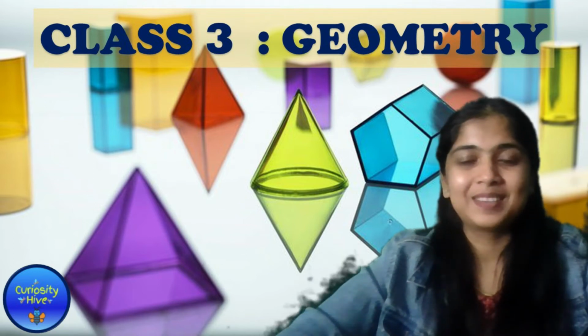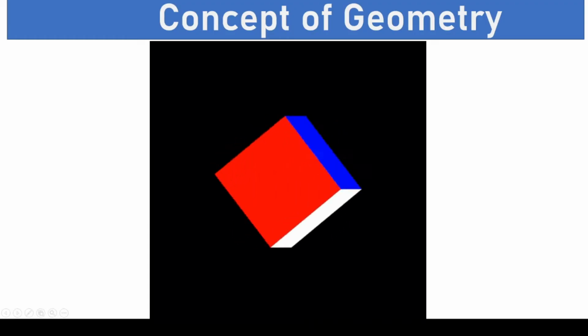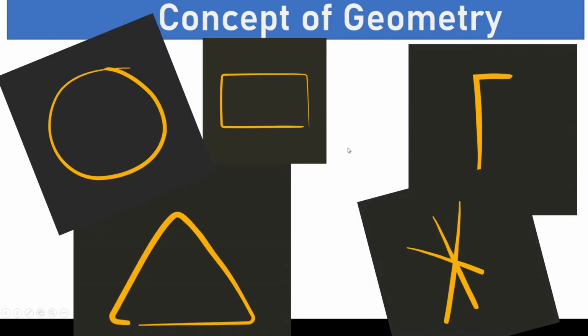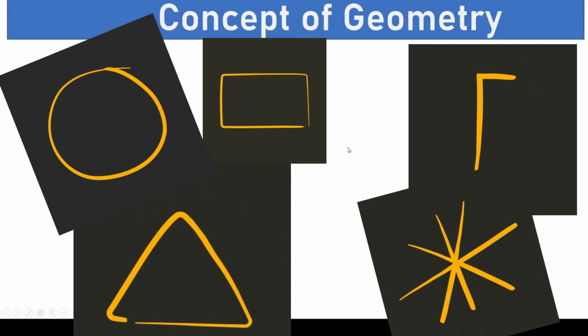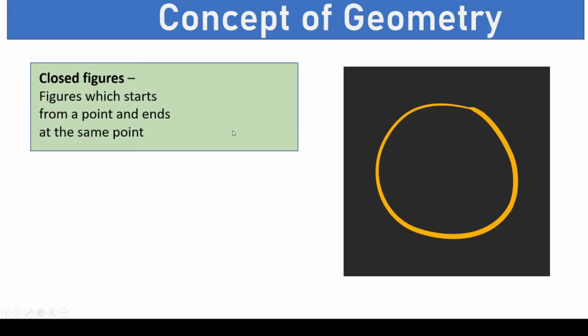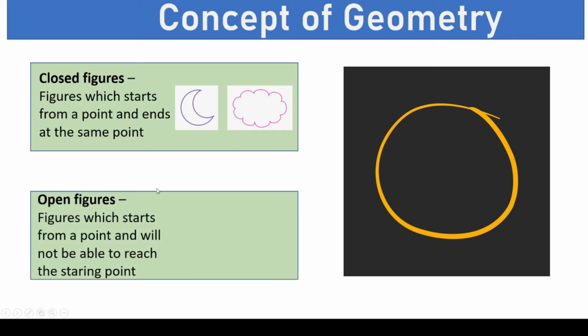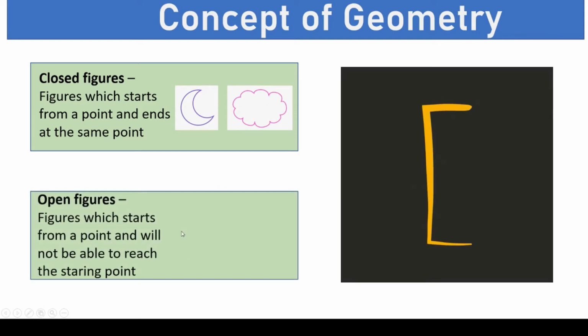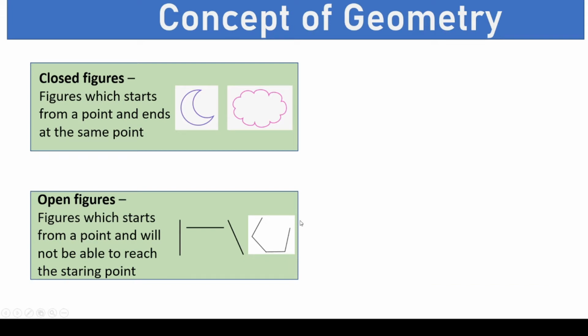So let's get started. Geometry is all about shapes and sizes, and these shapes are broadly classified into two types of figures. One being the closed figures, which start from a point and end at the same point, something like these, and the other type is open figures whose starting and end points do not meet, like the standing line or the sleeping line, slanting line, or any figure whose starting and ending point do not meet and are open. In this topic of geometry for class 3, we'll focus more on the closed figures.